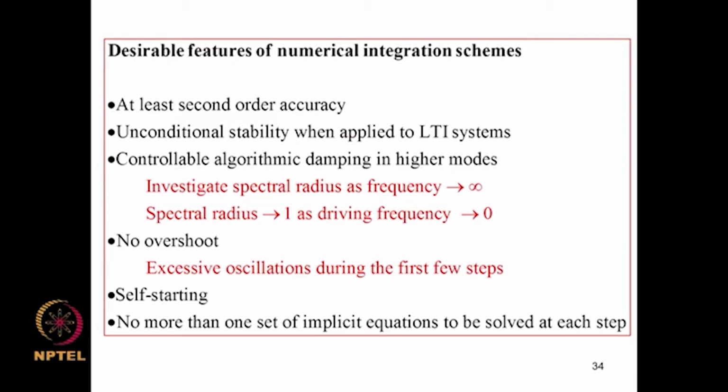In discussing this, we identified certain desirable features for numerical integration schemes that we need to use in dealing with large scale problems. The algorithm should have at least second order accuracy. They should be unconditionally stable when applied to linear time invariant systems. Then there should be controllable algorithmic damping in higher modes, which would require us to investigate the spectral radius as frequency becomes large and frequency becomes small. There should be no overshoot, that is excessive oscillations during first few steps should not be there, and the solution should be self starting and no more than one set of implicit equations to be solved at each step. So, we illustrated some of these requirements with specific methods.